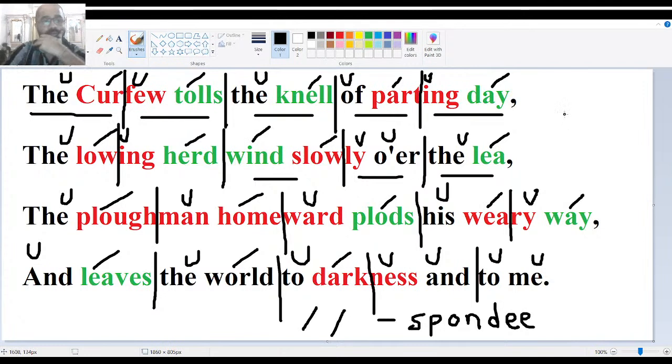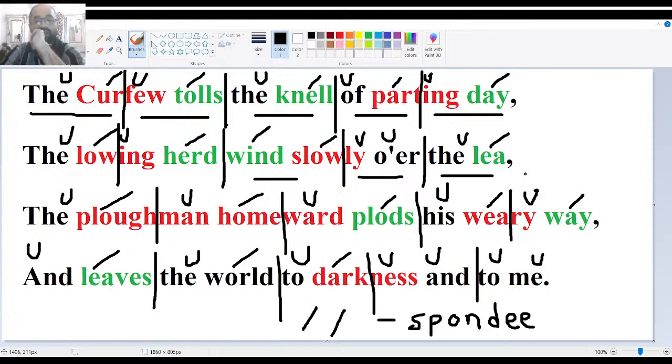So this is an example of an iambic passage where you have lines dominated by iambs. If you scan those lines, you will find mostly iambs. The basic rhythm is iambic. The curfew tolls the knell of parting day. I'm emphasizing the stressed syllables more than the unstressed syllables, and the rhythm is quite apparent. The curfew tolls the knell of parting day. The lowing herd winds slowly o'er the lea.